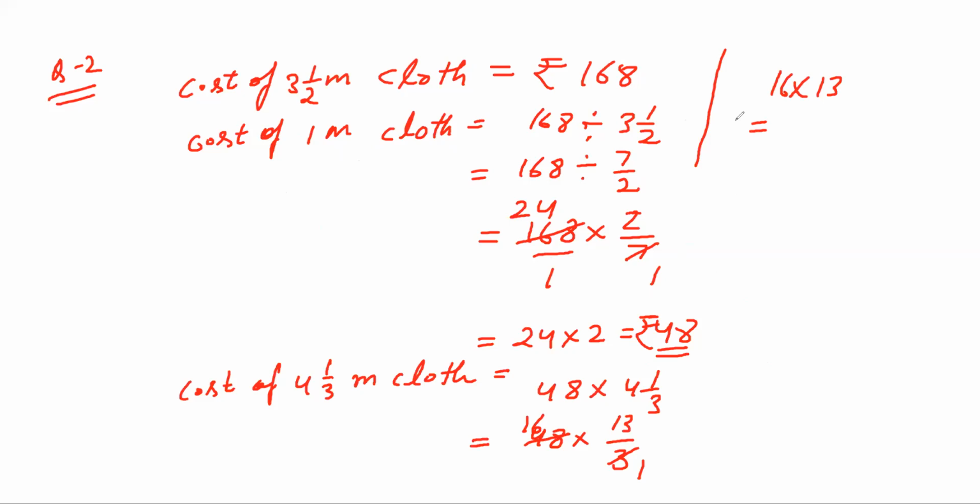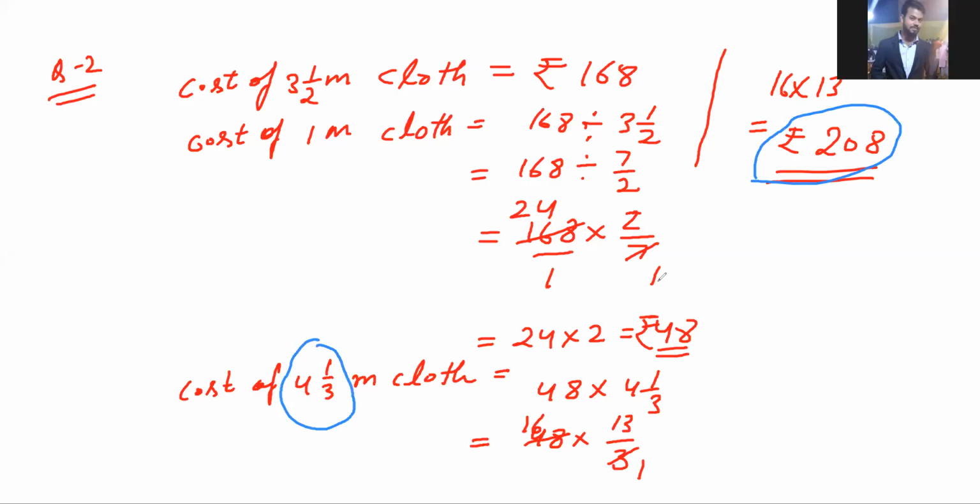208. Okay. 208 rupees. This is the cost of 4 whole 1 upon 3 meter cloth. So you would say the cost of 4 whole 1 upon 3 meter cloth is rupees 208. Is it clear, everyone? Vasundhara, Kunal, Yash Yadav, Sarthak. Okay. Ansh Patel, beta, don't share your screen, and turn off your video also.